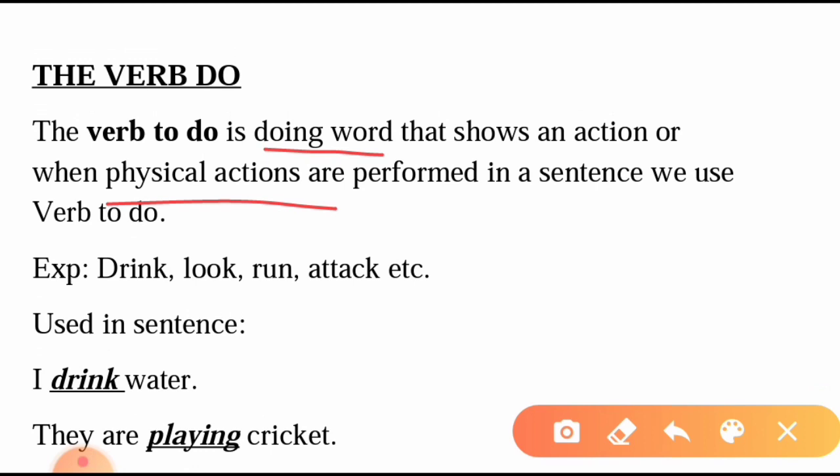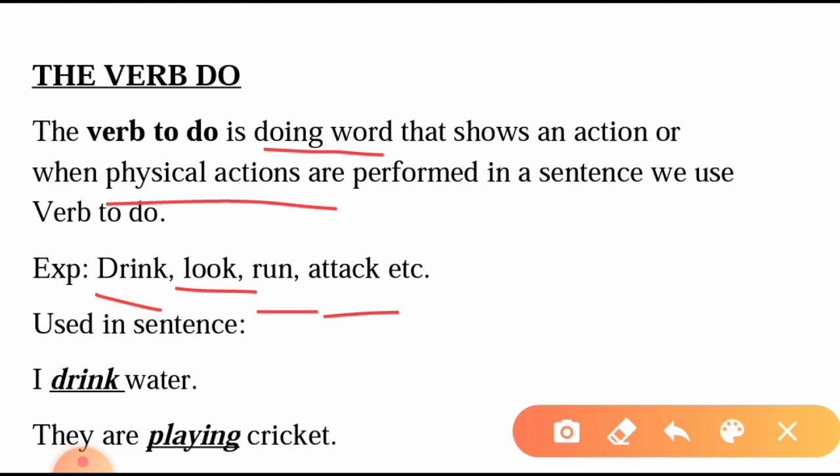For example, you can see drink. For drinking you have to use your body. Look, run, attack. So these are all action verbs. For that you have to do the movement of the part of your body. For all these things, when you are talking about verb to do, which is basically a doing word.